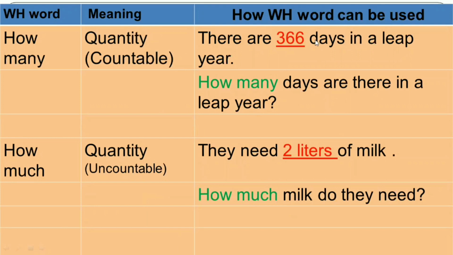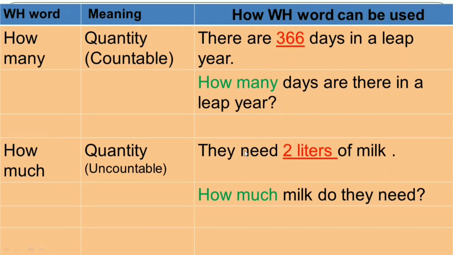There are 366 days in a leap year. Look at the underlined word, 366 days. My dear student, it indicates a countable quantity. If the underlined word indicates a quantity or number, then the WH word will be how many. Right here, at first, how many, then how many days. Then is there an auxiliary verb? Yes, the auxiliary verb right here, and the subject there. Then the rest of the words. So, how many days are there in a leap year?